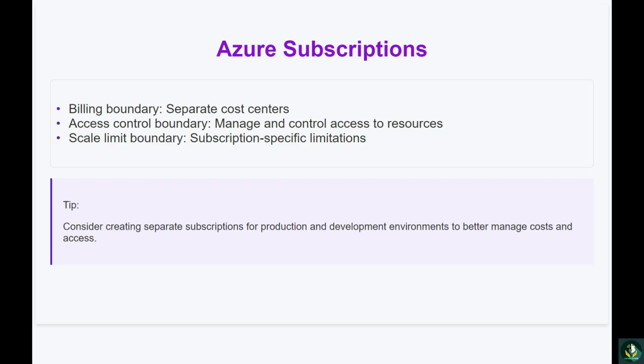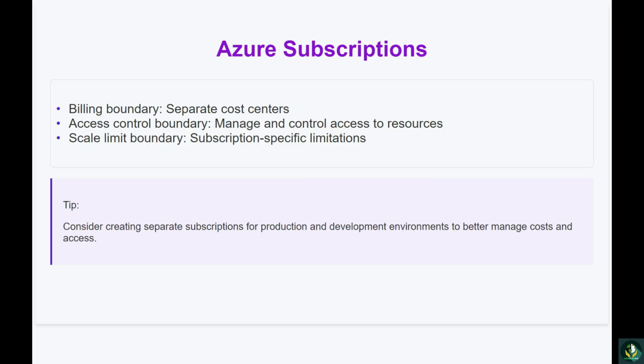Secondly, subscriptions serve as an access control boundary. They provide a natural scope for applying role-based access control, RBAC. This means you can manage and control access to resources at the subscription level, ensuring that users only have the permissions they need within specific areas of your Azure environment. Lastly, subscriptions function as a scale limit boundary.